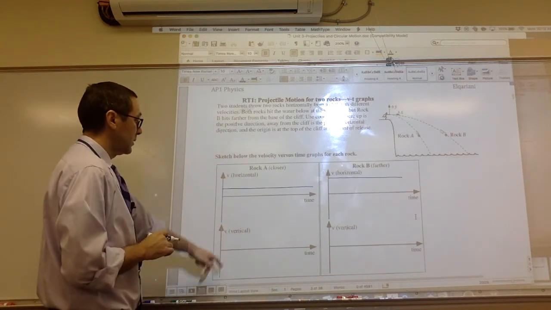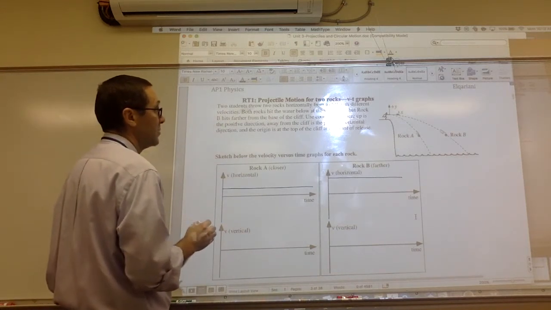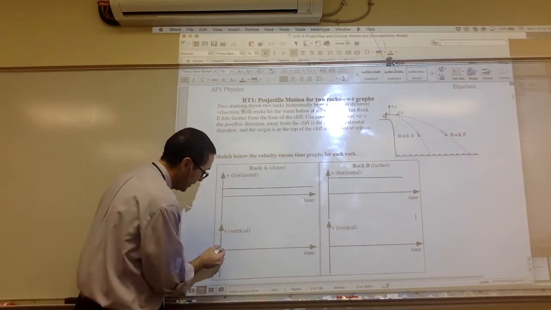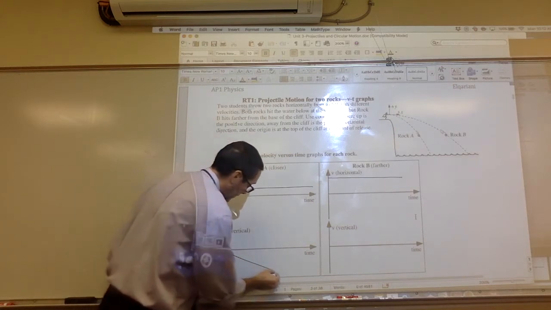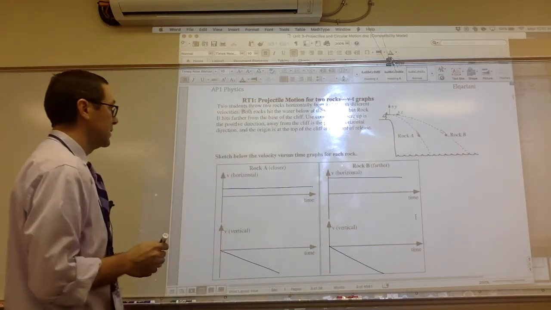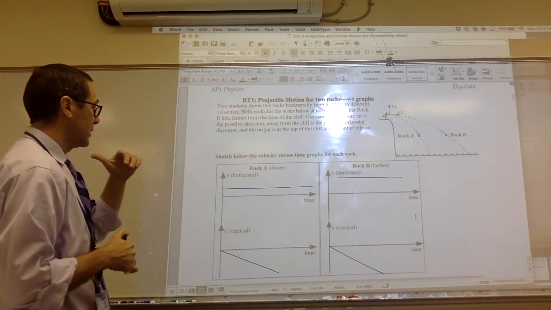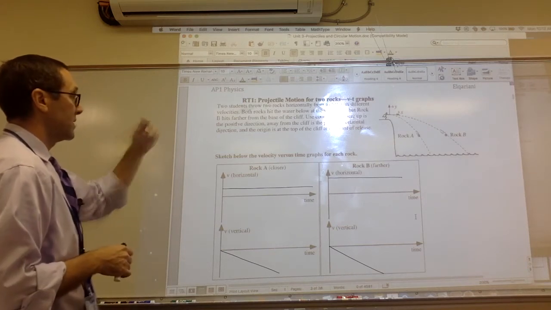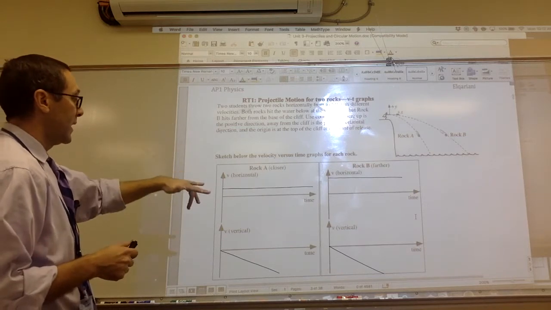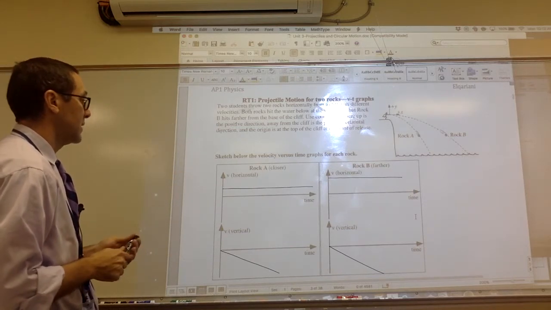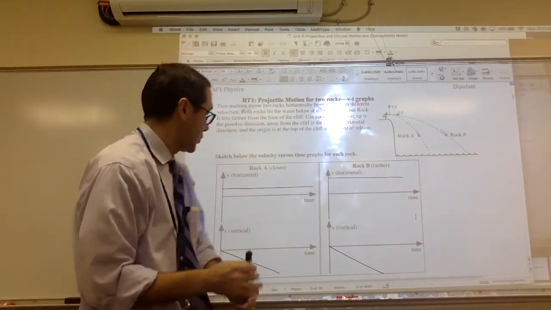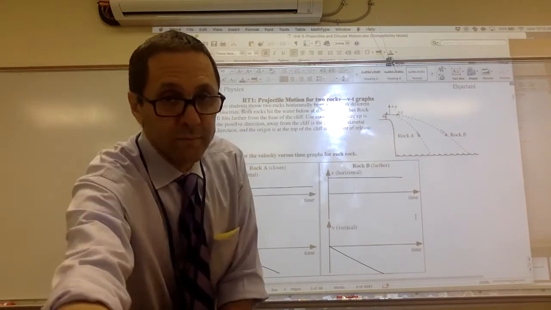The vertical velocity has to be negative because when you're going down, it's all negative, right? And it has to be increasing in the negative direction. And it's the same for both of these graphs because they're both dropped from the same place. It doesn't matter where they were dropped from, they're both going to have an increasing velocity. So these two lines down there should be parallel.